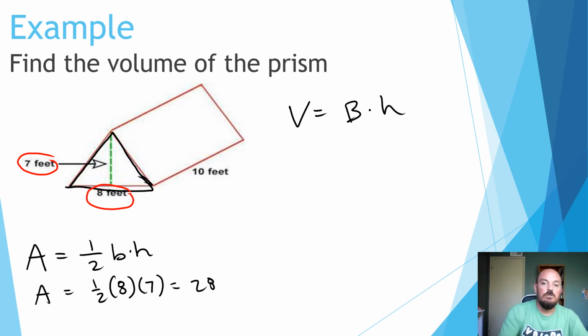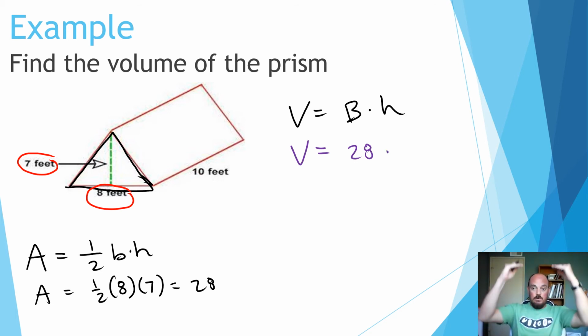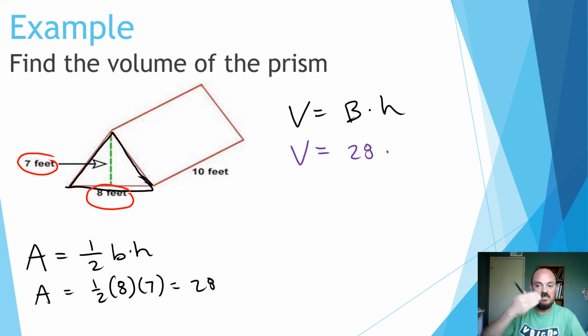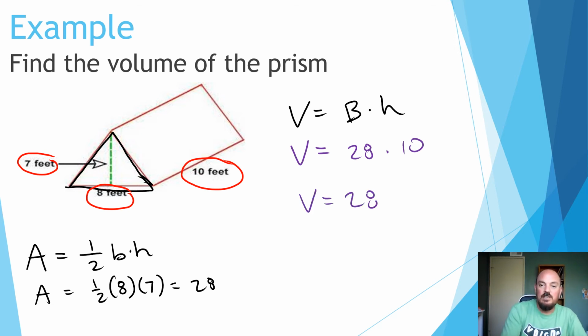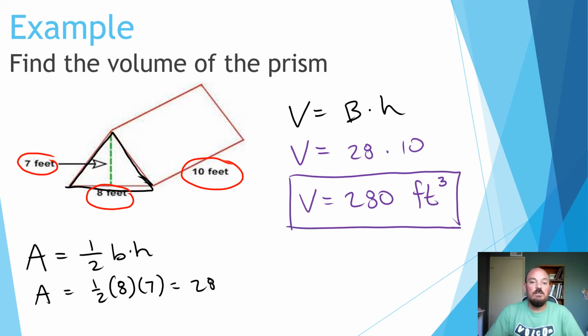So now I go back here to my volume question and I say, okay, so capital B, the area of the base, is 28. All I have to do is multiply it times the height. Well, usually when we think of height, we think of up and down, but this prism has been kind of tipped over on its side. The height is the distance between the two bases, or the distance between the two triangles, which is this 10 feet right here. So my answer is going to be 28 times 10, or our volume is 280. And then for units, I look back at the picture, I was measuring feet this time. So this is going to be in cubic feet, or feet to the third power. So final answer is volume equals 280 cubic feet.